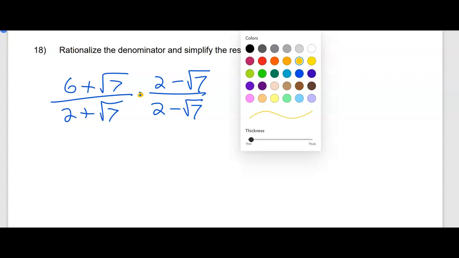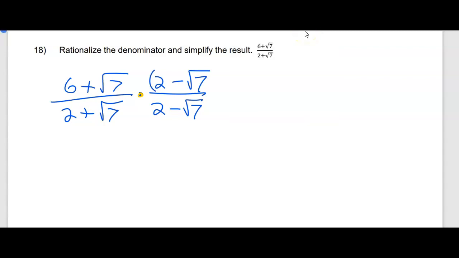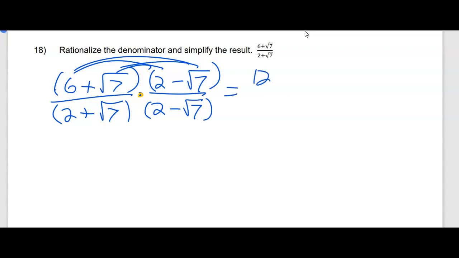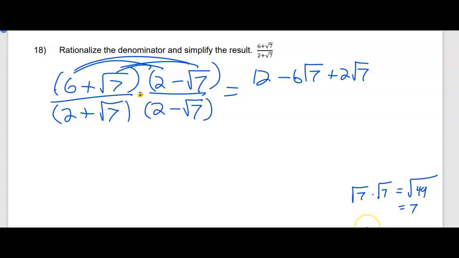All right. Now we go about distributing these products. So the numerator will be 12 minus 6 square root of 7 plus 2 square root of 7. Now the square root of 7 times the square root of 7, that's the square root of 49, that's 7. So this is just minus 7.